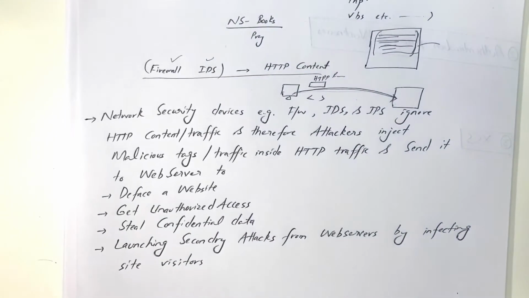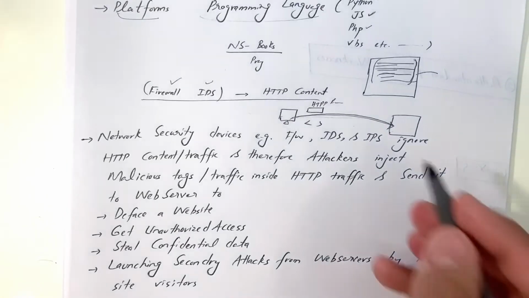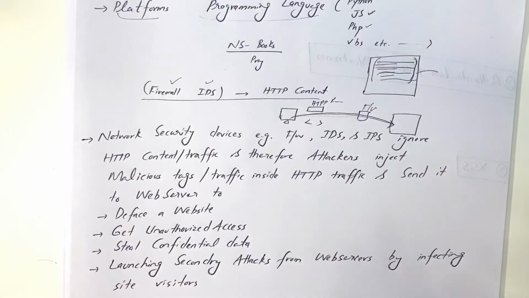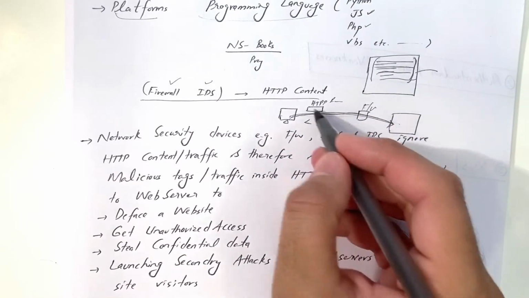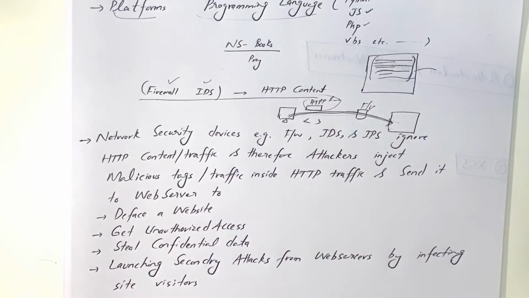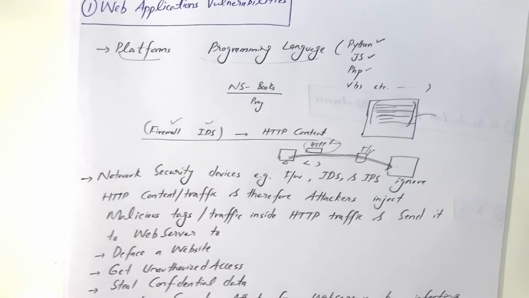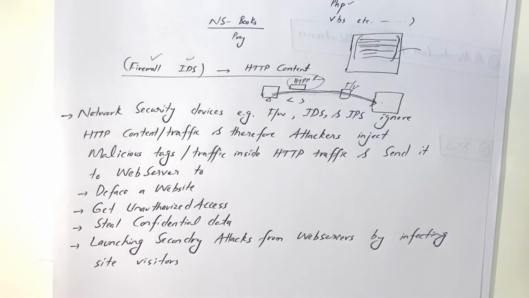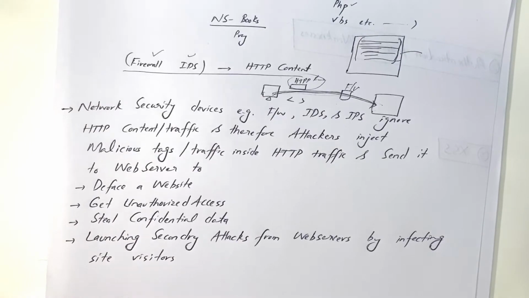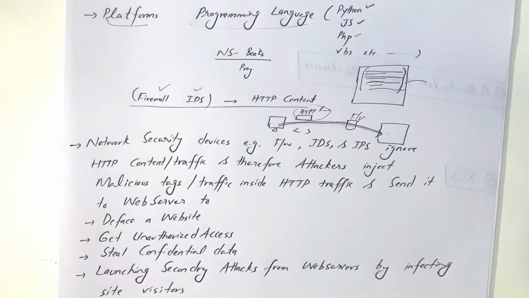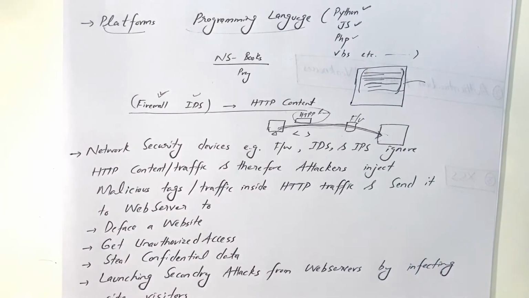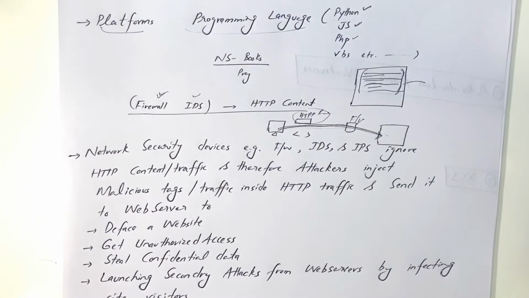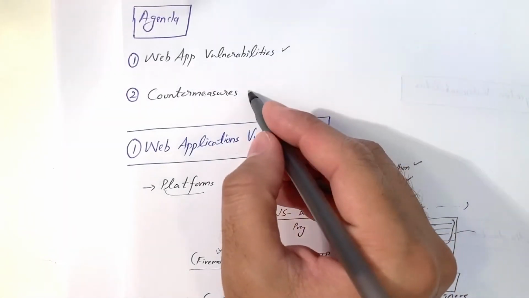So basically, regardless of whether there is a firewall or not, if that firewall can be bypassed by injecting the malicious traffic inside the HTTP content, web applications can still be hacked, defaced, and people can get unauthorized access. So rather than totally depending on firewall, IDS and all that stuff, we have to come up with different solutions, and that's basically what we're going to talk about in countermeasures.